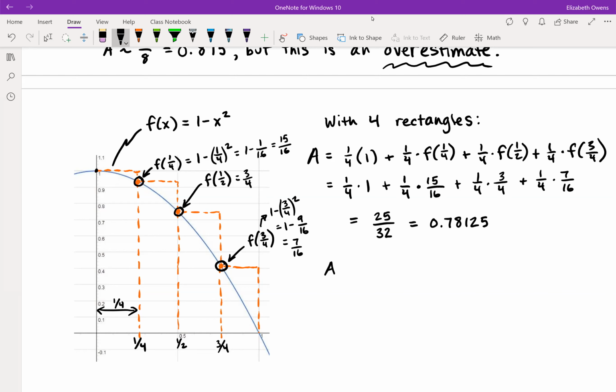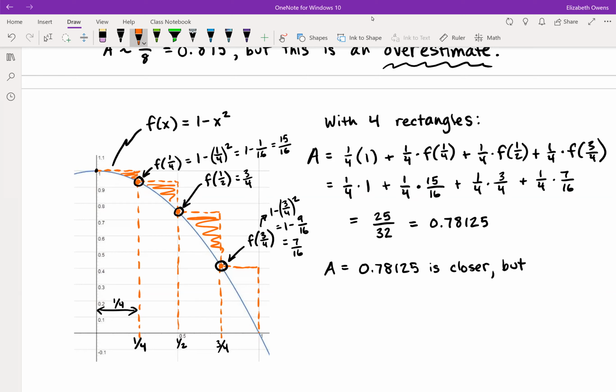So this estimate, A equals 0.78125, is closer to what we actually wanted, the area underneath the parabola. So this is closer, but it is still an overestimate. There's still extra pieces in here, right here, here.